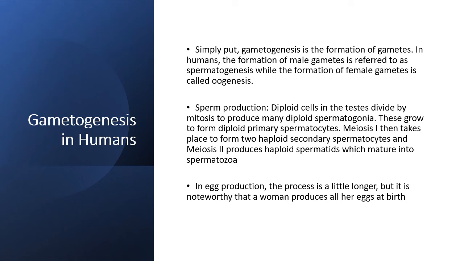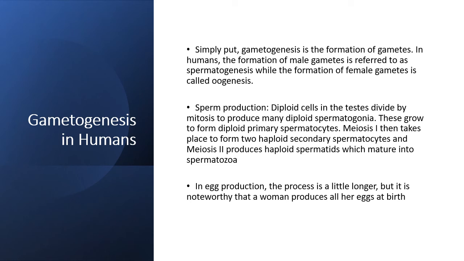In order to achieve that, humans usually undergo something called gametogenesis. And just like the name suggests, gametogenesis is the formation of gametes. In males, if you're going to be specific, it is referred to as spermatogenesis, which means the formation of sperm. For female gametes, it is called oogenesis, and that is just the formation of the ovum.